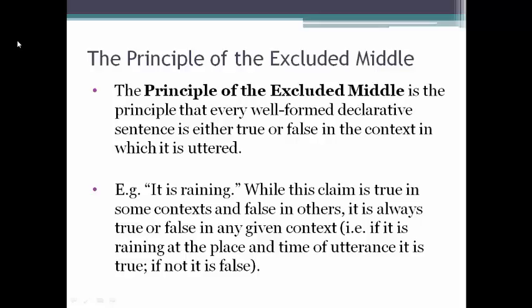So it can be true in some contexts and false in others, but it will always be true or false. It's true if it's raining at the place and time of utterance in this example, and it's false if it's not. So this is a principle of logic that we're assuming undergirds, that supports what's going on with the arguments in sentential logic.